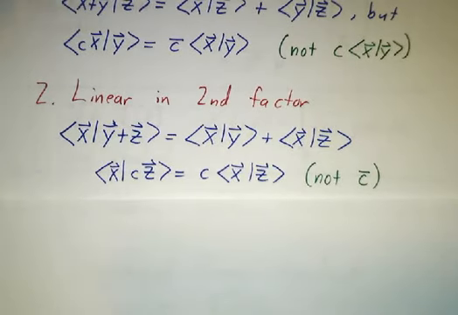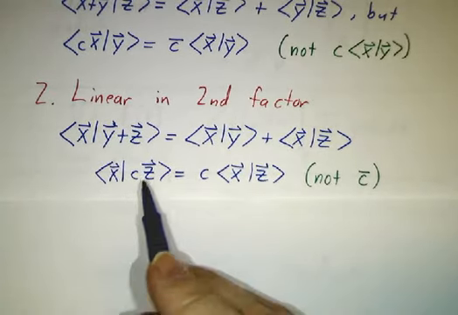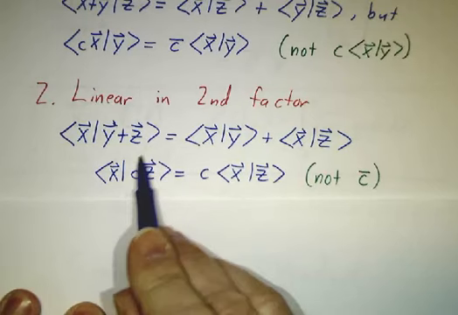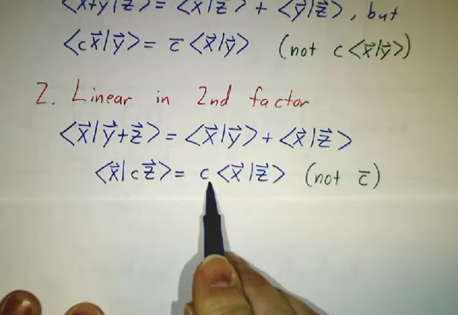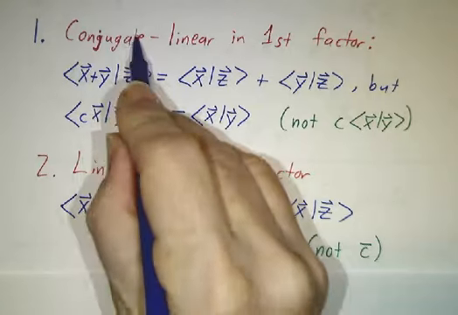However, it is linear in the second factor. You have a c in front of here. You're not conjugating the things in the second factor, so that just pulls out as a regular constant. So it's linear in the second factor, conjugate linear in the first.